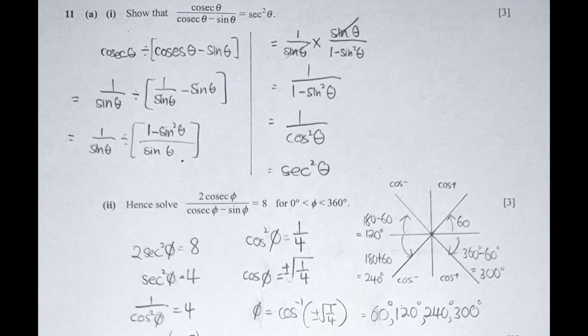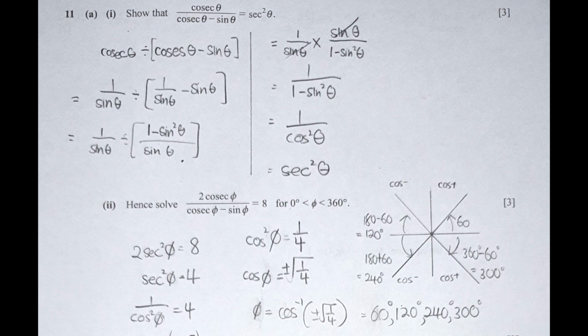So they ask you to solve 2 cosec over cosec minus sine equals to 8. So the only difference between this part 2 and part 1 is there's an additional 2. So I can actually write this as 2 sec equals to 8. Sec equals to 4 because I got rid of the 2 to the other side. Sec can actually be changed into 1 over cosine square equals to 4.